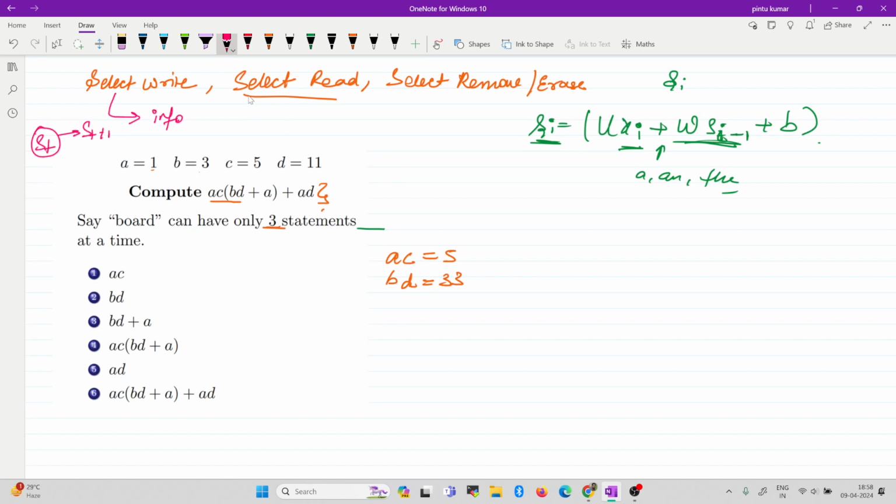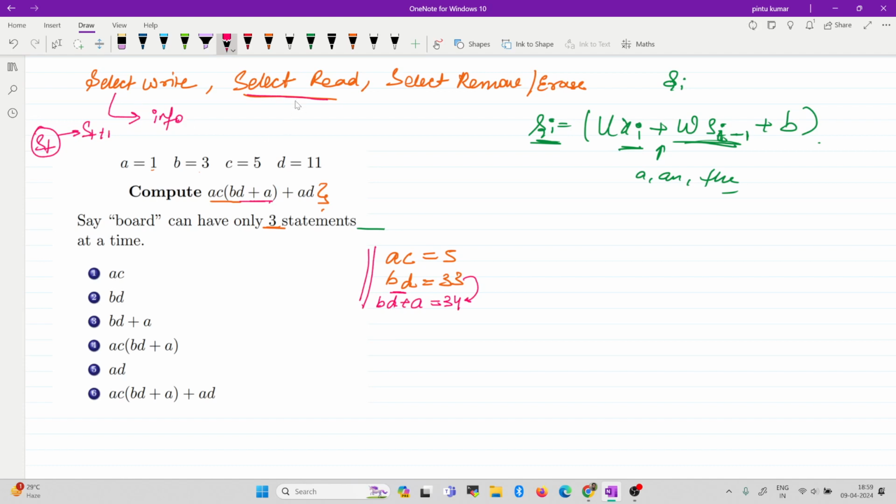So what does select read mean? Select read means, from the amount of information that you have already written out, what is the information that you want to use? This is what we mean by select read. So we have already written BD. We want to use this information to calculate BD plus A, right? So BD plus A would mean 34, right?